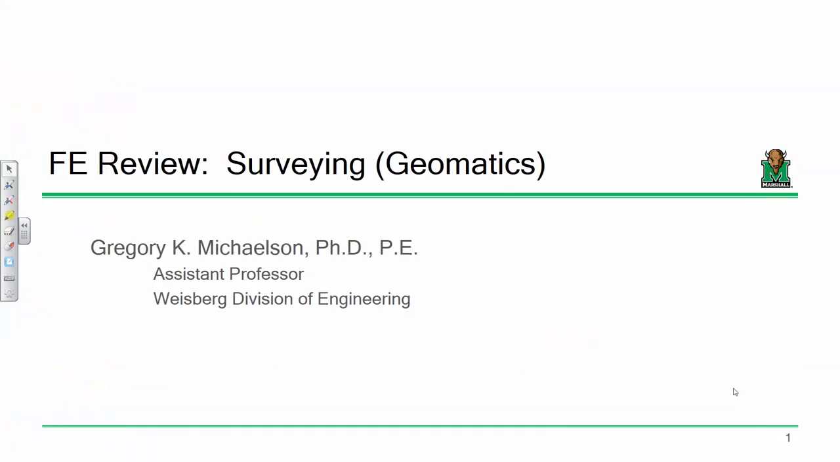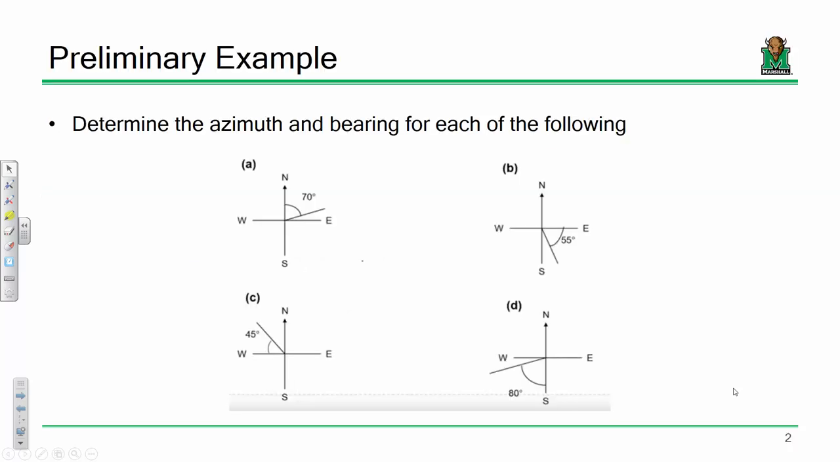So we're going to do some geomatics review, and I started this out a little bit like the econ review, if you recall. Like, we had some example problems, but then we said, let's take a step back and let's, you know, what the heck's a present value, a future value, an annual worth, and what are those discount factors, and how do you apply them, and so on and so forth. So I've got some diagrams, and I want to determine the azimuth and the bearing for each of these, okay? So should be pretty straightforward. I want to see if you all remember how to do this.